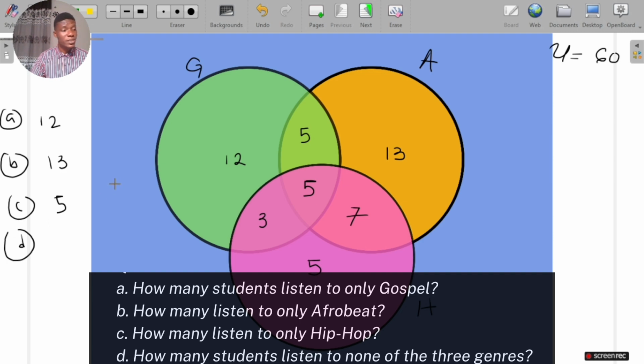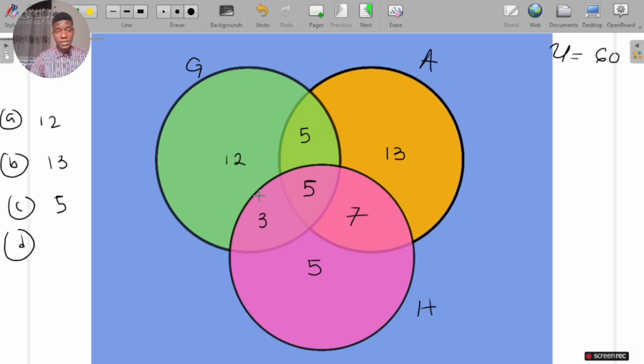You say, how many students listen to none of the kinds of music they asked? So it means there are students that are not involved here. Don't forget the universal set is 60. So let's count if everything we have here is up to 60. Let's look for the total of the numbers here. 12 plus 5 is 17. 17 plus 13 is 30. 30 plus 3 is 33. 33 plus 5 is 38. 38 plus 7 is 45. 45 plus 5 is 50.